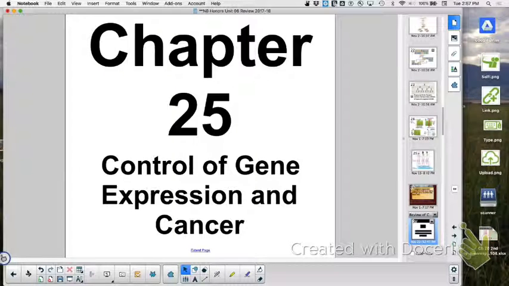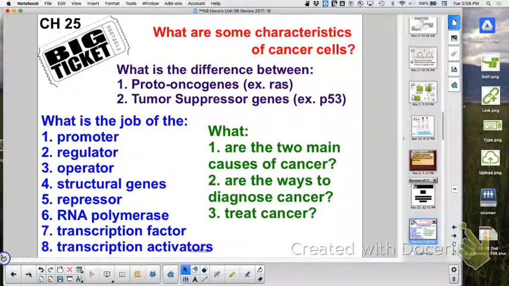Chapter 25 is all the controls of gene expression. And when we look at those controls, here is a really go-to big ticket page. Proto-oncogenes and tumor suppressor genes. We have talked a little bit about that just a moment ago. We said, what is the job of these 8 things? And then what are the 2 main causes of cancers? What are ways to diagnose it? And I'll go through it with the review, but let's see what you remember, okay?